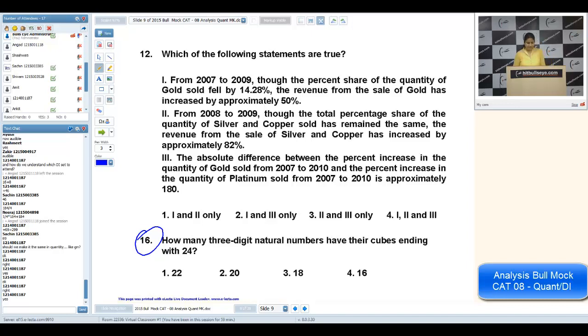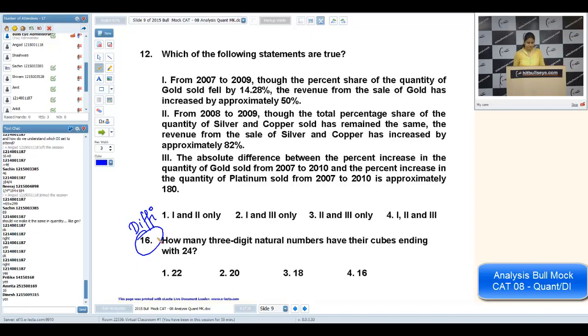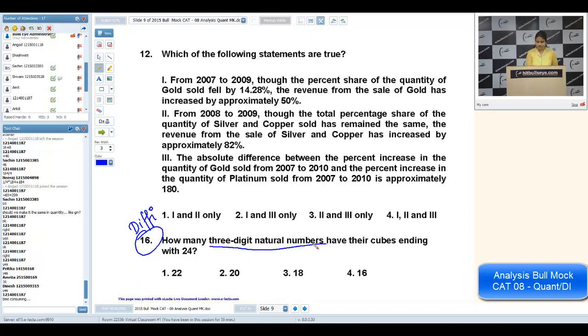Yeah, any problem in question number 16? I'll rate it as a difficult question. Many things to calculate. Okay. How many 3-digit natural numbers have their cubes ending with 24? Yes, Hitesh, it was time consuming. But if you are comfortable in counting cubes, then it was okay.